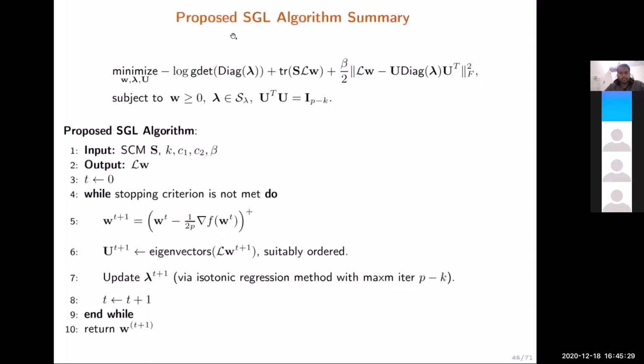We can combine the algorithm in this form, given the sample covariance matrix and the spectral constraints, which will depend on k, C1, and C2. C1 is the lower bound of the eigenvalues, C2 is the upper bound, and beta is how much penalty you want to put on the equality constraint. And so you update W, you update U, you update lambda, and do this till you converge, and that will give you a structured graph.